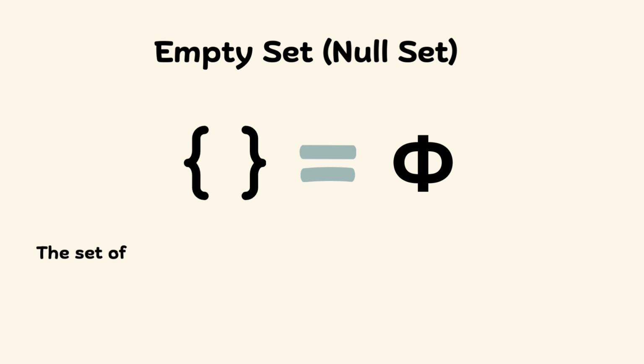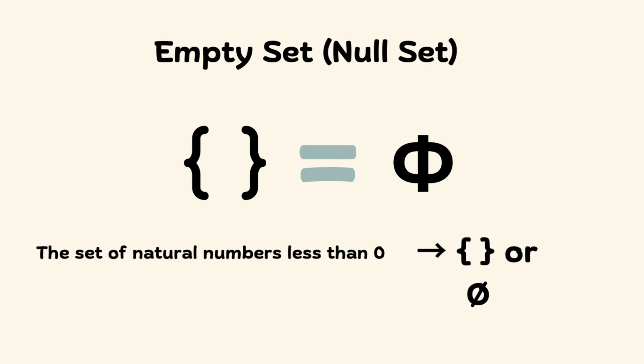The empty set or the null set is a set that has no elements. Yes, a set can also be something that has nothing inside. For an example, let's say the set of natural numbers that are less than 0. In this set, we can't have any number, so this would be an empty set or a null set.